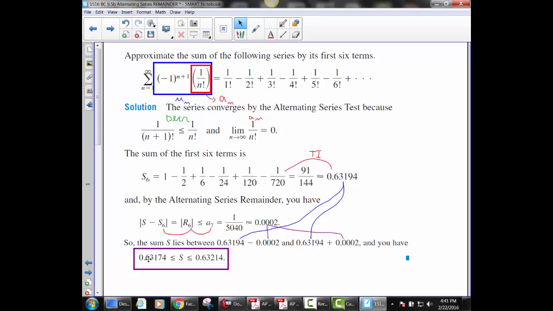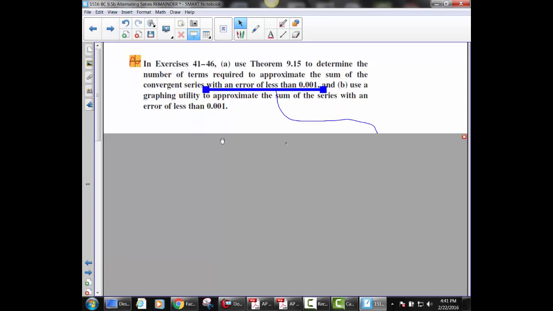Now here, this is a much better one. As you can see, this is between 0.6317 and 0.6321. That's a very good approximation.